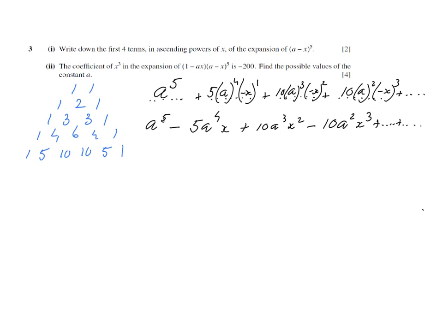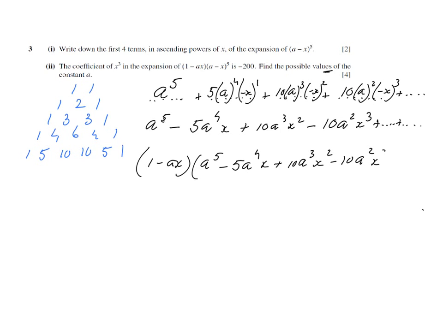Find the possible values, so more than one, of the constant a. Now what I really like to do is to write down that expansion. So you have 1 minus ax and then write down those terms that I found for question A, because I'm going to use them now. I'm going to write it down, because that makes it easier for me to see when I will get a term in x to the power 3.